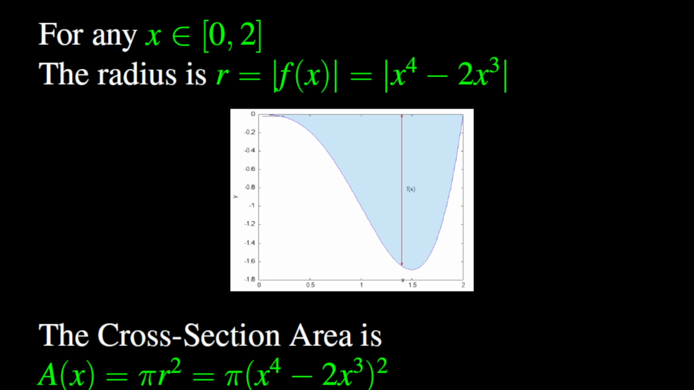The cross-section area of the disk is given by the formula A of x, which equals pi times the square of the radius. In this case, the radius is the absolute value of f of x, which is the absolute value of x to the power 4 minus 2x cubed.